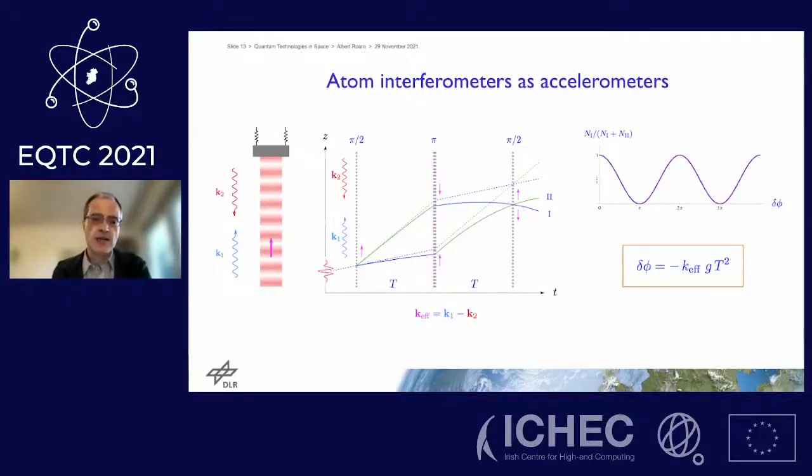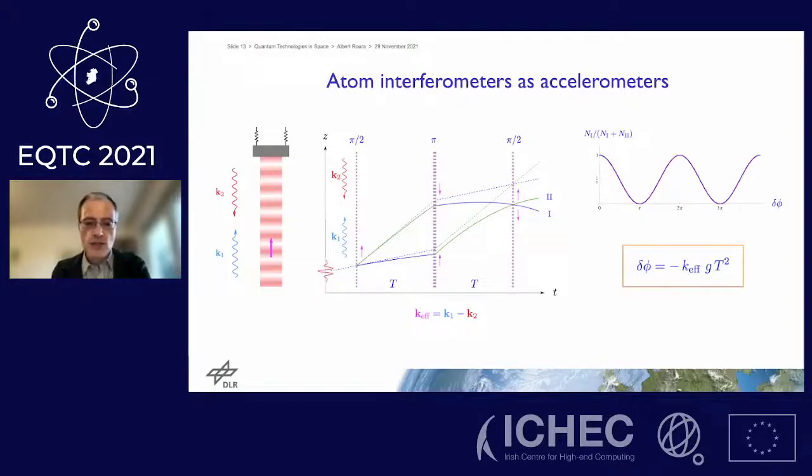So in this slide, on the left, in this diagram, everything is happening in one dimension along the vertical direction. So the motion of the atoms is along the vertical direction, and the main laser beams that will participate in the interferometry are also along the vertical direction. And then you see the evolution depicted on the diagram on the right, this space-time diagram, where the central trajectories of the atomic wave packet are displayed in blue and green.